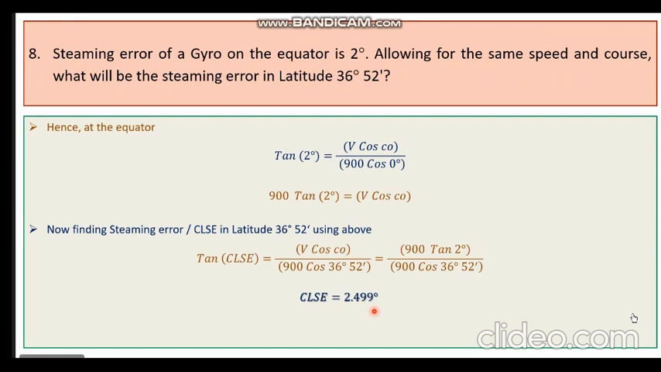In fact, practically on board, whenever we are calculating the CLSE or steaming error manually, we can use this formula very much because it gives us the required accuracy. We only need an accuracy of one place after the decimal. So that much accuracy is very much obtained by using this reduced formula. So clear, beta? Any doubts up to here?